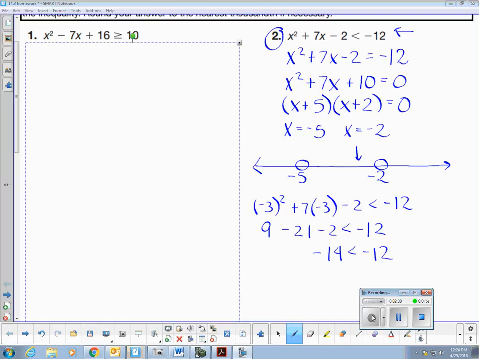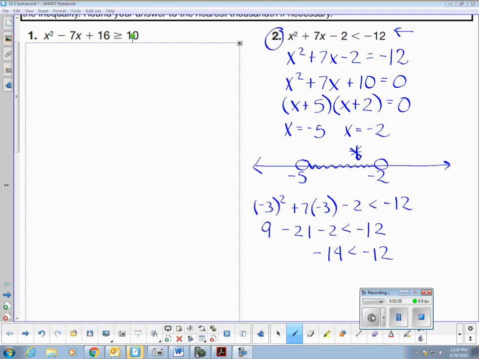Now, you need to decide, is -14 less than -12? I'm thinking on the number line, yes, -14 is to the left, and therefore is less than -12. So this point right here, -3, is a solution to this inequality. So what that means is the graph of this inequality would include all the numbers between -5 and -2.